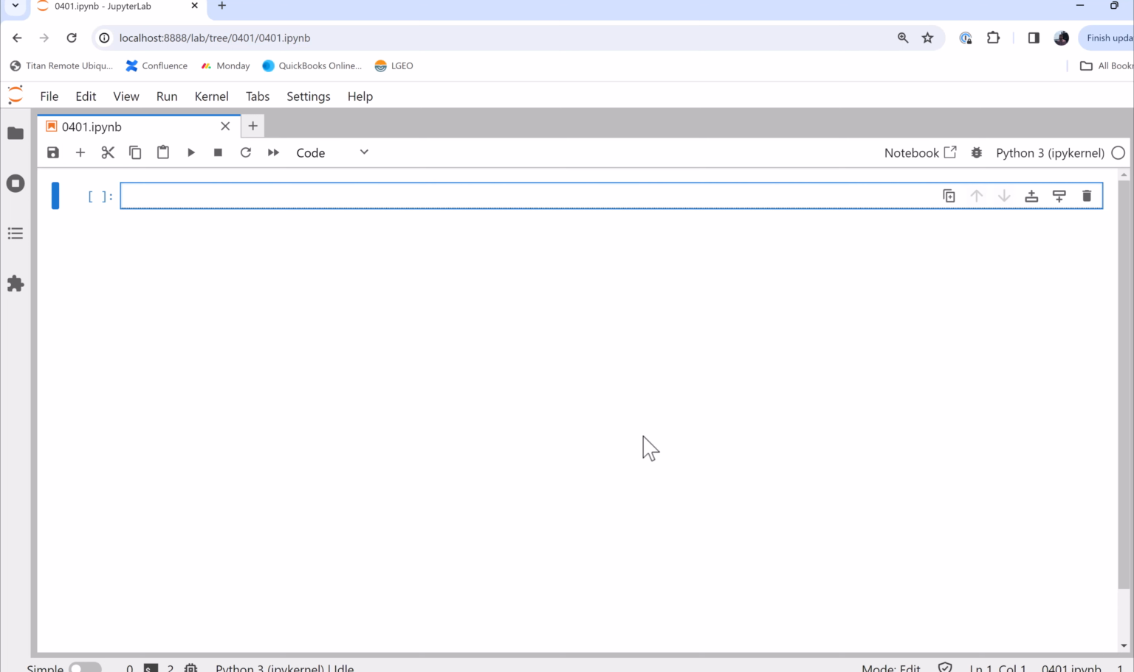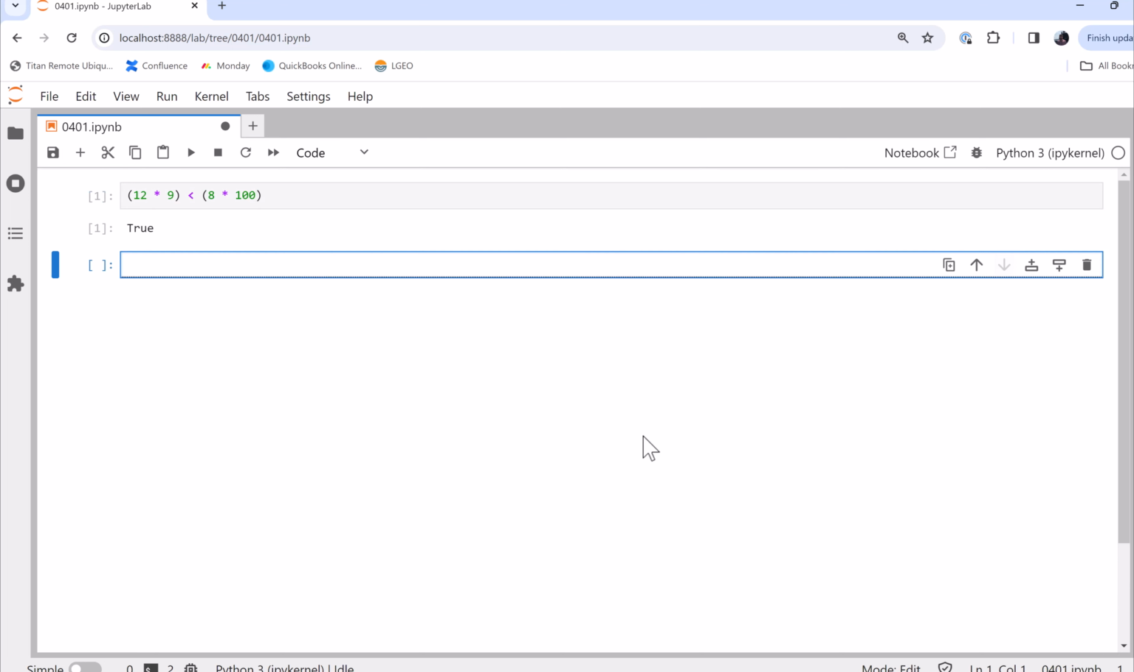So first, let's imagine that we want to compare 12 times 9 and see if that is less than 8 times 100. And it is. No surprise there, and I often see code written like this. Well, are the parentheses necessary? A lot of times we see people put them in because, well, they're not sure.